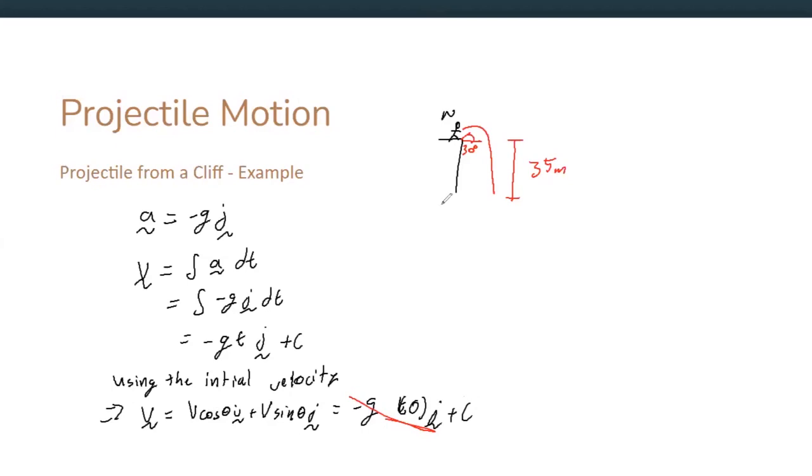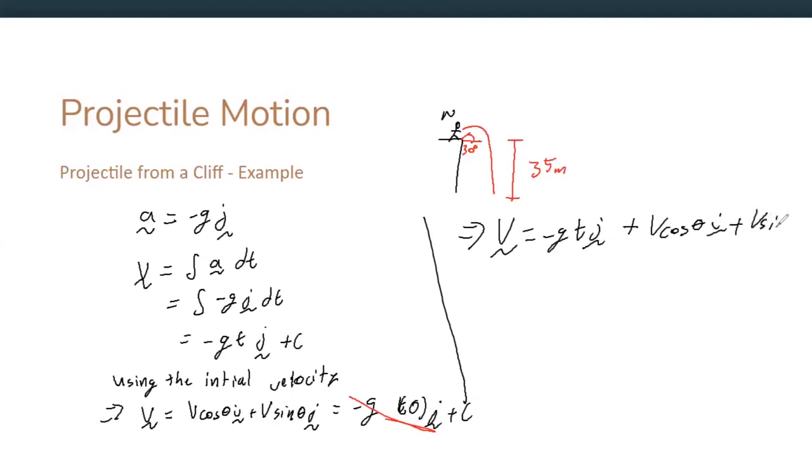And so this implies that v is equal to minus g t j plus v cos theta i plus v sine theta j. And so now from here we can collect our j terms, and we can simplify this to look a little bit nicer. v cos theta i plus v sine theta in brackets minus g t j outside the brackets.